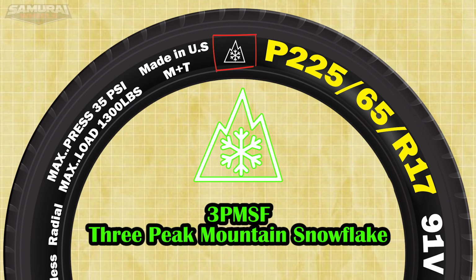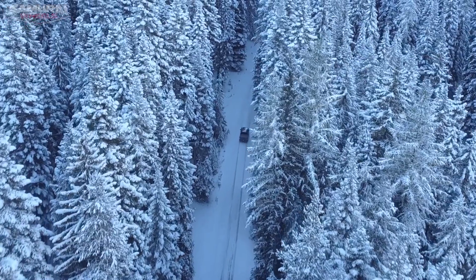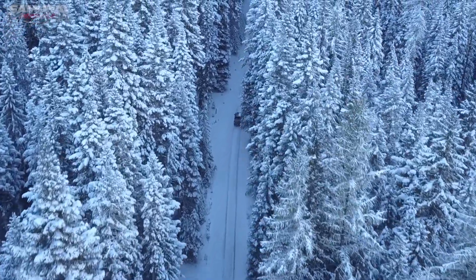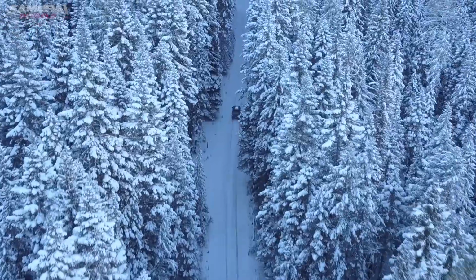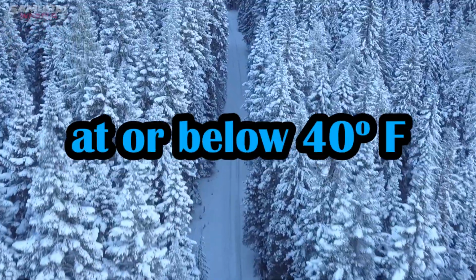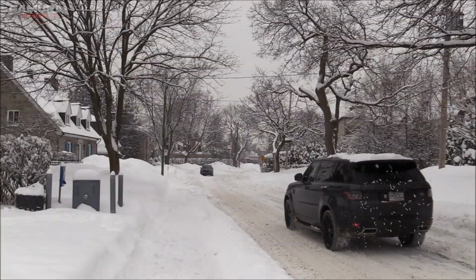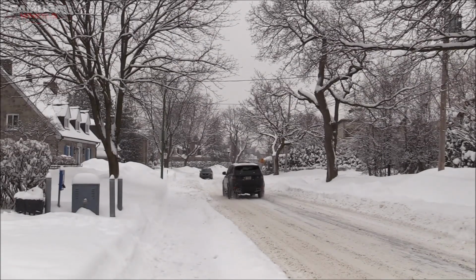3PMSF means three-peak mountain snowflake. This symbol appears as a snowflake inside the outline of a three-peaked mountain, often sitting next to the mud and snow caption. This icon indicates they have been made with a special rubber compound that stays pliable in colder conditions, at or below 40 degrees Fahrenheit, giving them some grip on snow and ice-covered roads.